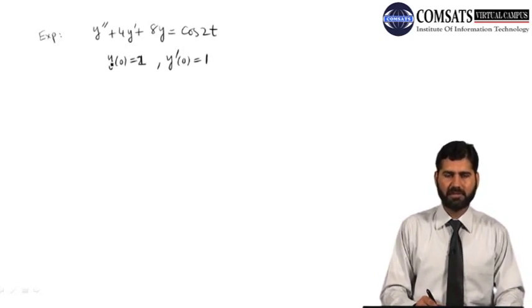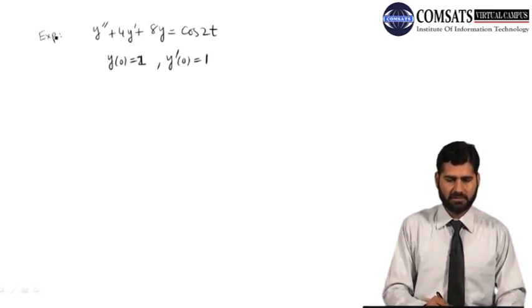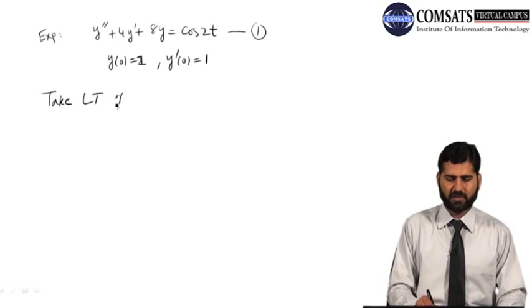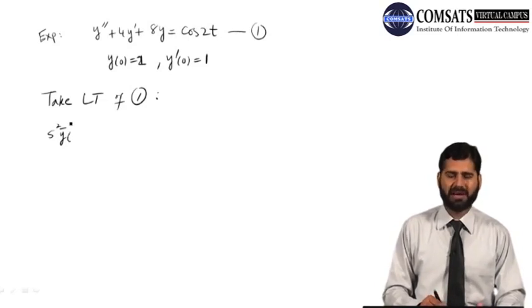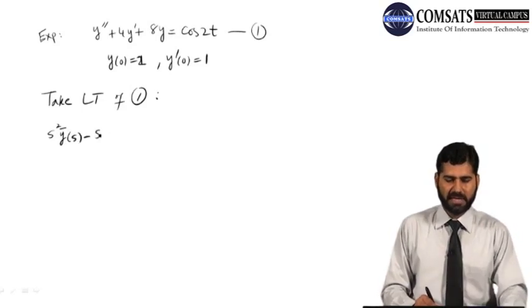All right, so let's see this example. We will solve this with the help of Laplace transformation. So let's take the Laplace transform of the given equation 1. We obtain the Laplace transform of y double prime as s squared Y(s) minus s y(0) minus y'(0). We are using both y bar or capital Y, it's your choice, whatever you want to write.